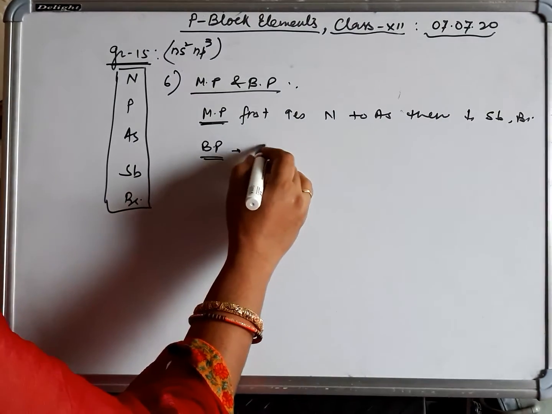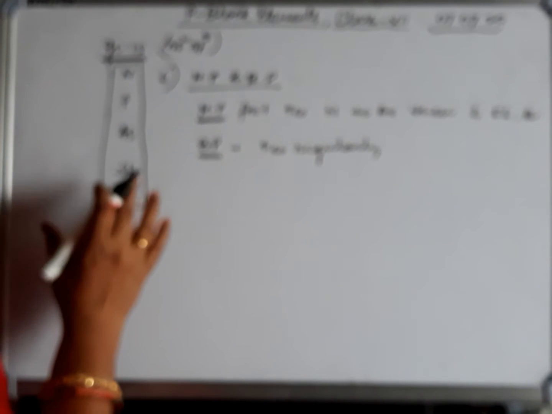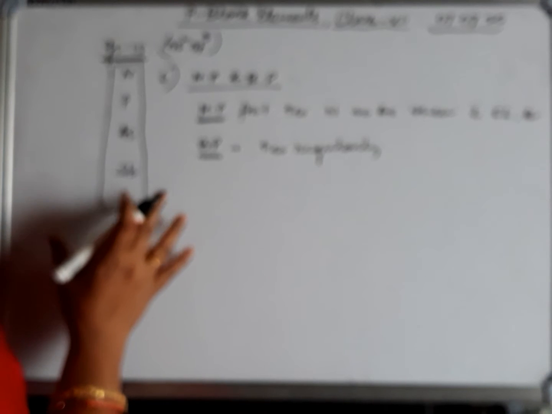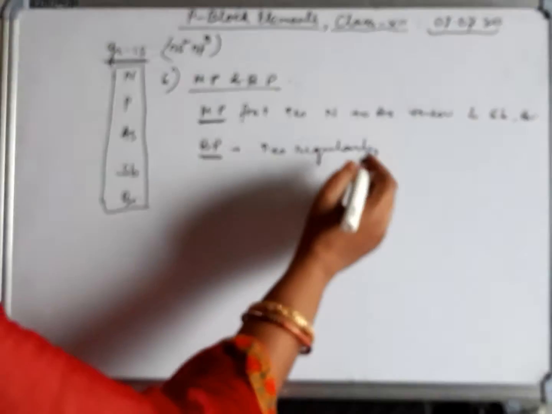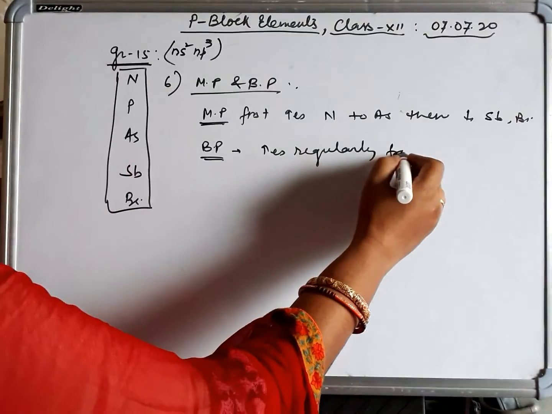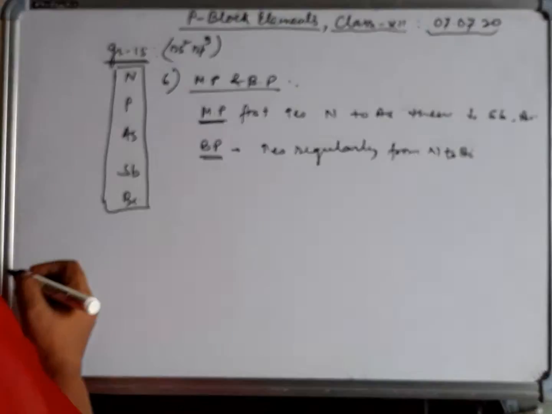What about the boiling point? Boiling point depends on the molecular mass, and melting point depends on the packing efficiency of atoms. So boiling point increases regularly, because as we move top to bottom, the size of the atom increases and molecular mass increases, so the van der Waals force of attraction increases. So boiling point depends on the molar mass. This trend we observe is completely regular, increasing from nitrogen to bismuth.